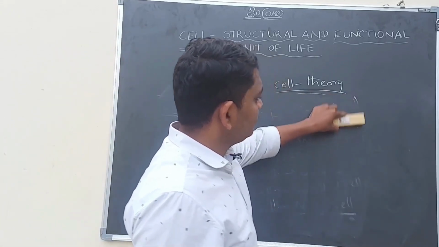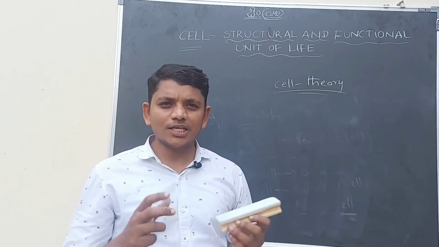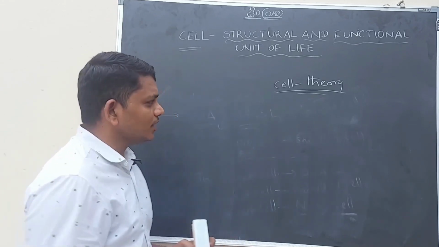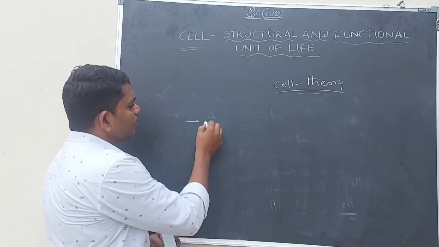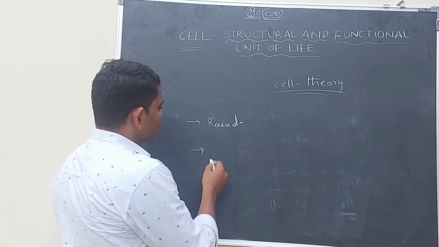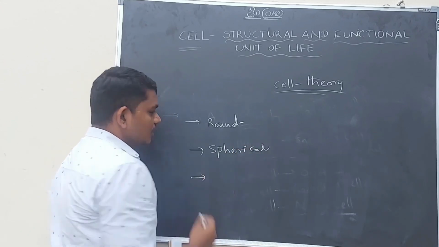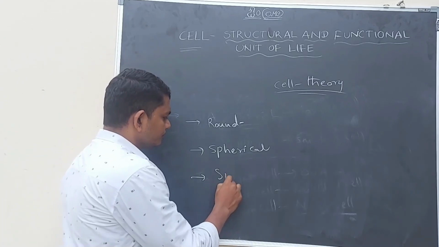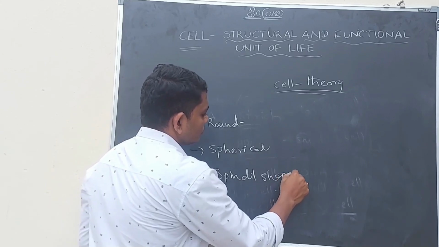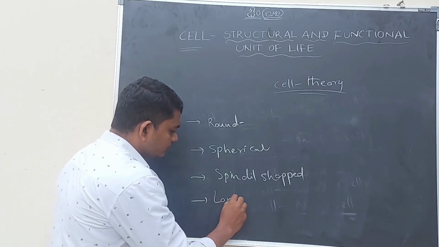Some cells are round, some cells are spherical, some cells are cylindrical, some cells are long and branched. Let us discuss them. Some cells are round, some cells are spherical, some cells are spindle shaped, some cells are long and branched.